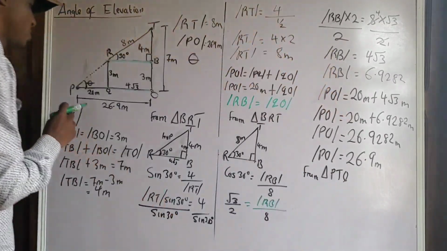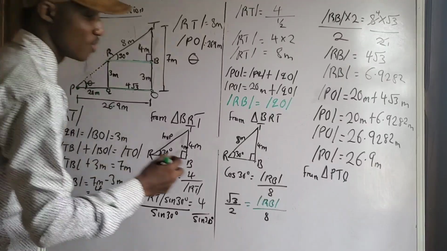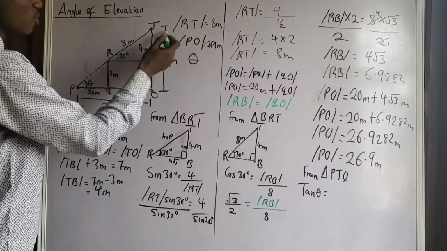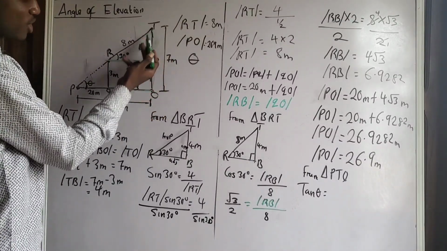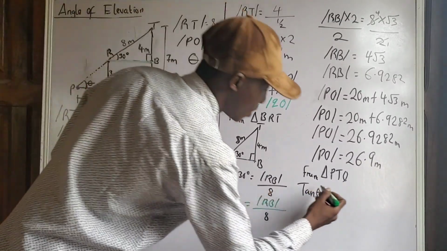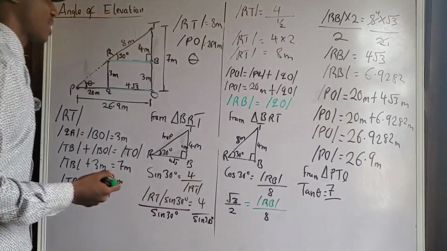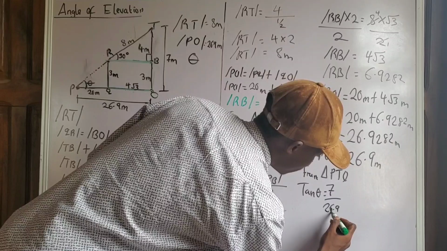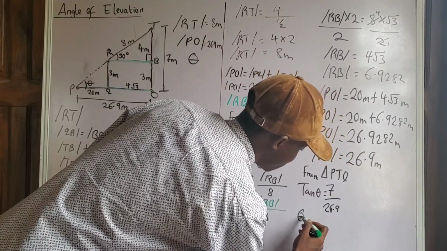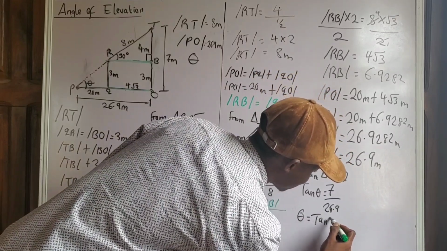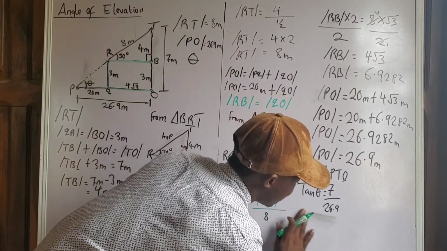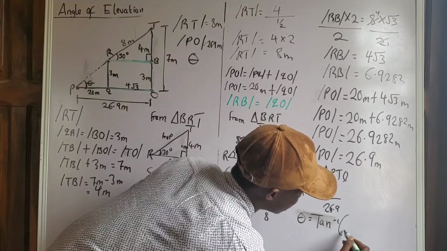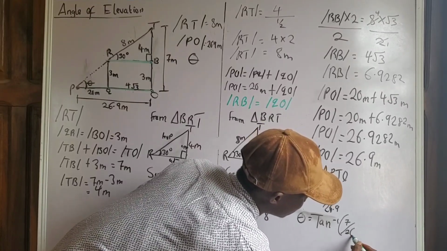PTO. Tan theta equals opposite. The opposite is what? TO. The opposite side of this triangle is TO, that is 7 meter. So 7 meter all over the adjacent, that is 26.9. So theta will be equal to the tan inverse of 7 all over 26.9. Please listen.